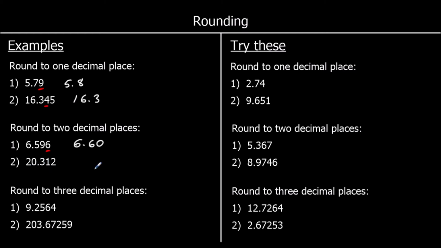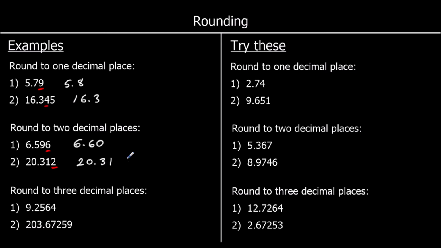20.312. We want 2 decimal places. That's 2 digits after the decimal point. 1, 2. We look at the next one. Is it 5 or above? No, it's not. So we're going to leave it as it is. So 20.31.